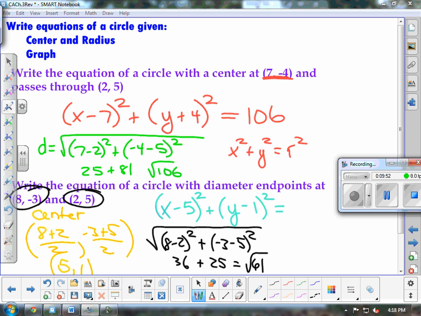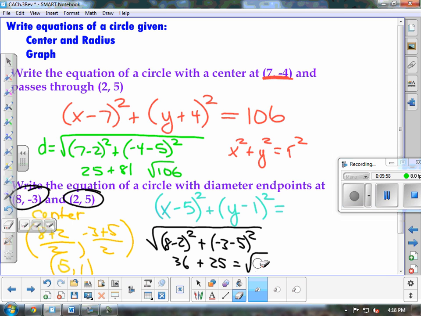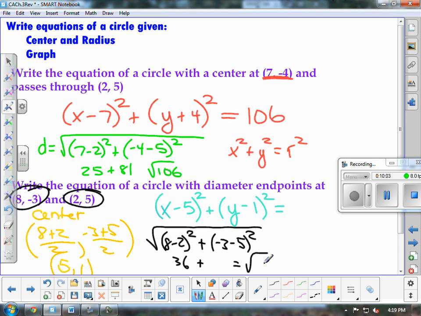We just made a mistake. This is not the square root of 61 because this is not 25. Negative 3 minus 5 is a negative 8, and negative 8 squared is 64. So here we have the square root of 100. And the square root of 100 is 10, but now that is the diameter. And so we need to find the radius, which is half of that, so it's 5, and 5 squared then would be placed there, or you could write 25.